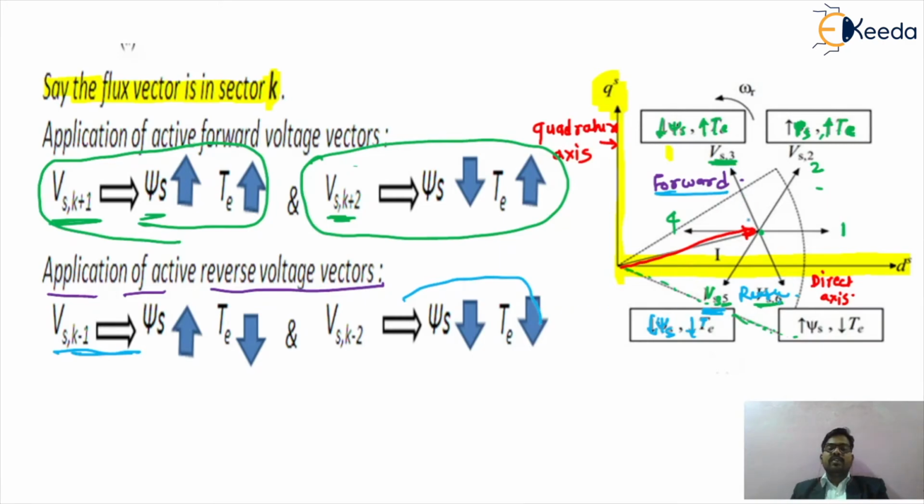So this will be the sixth quantity first of all. We are getting that psi s and Te will be reduced. We are getting this expression when we are using Vs k minus 1. Basically this is Vs k minus 2. In that particular case the value of psi s will be increasing, and the value of Te, that is the unit torque vector, will be decreasing.